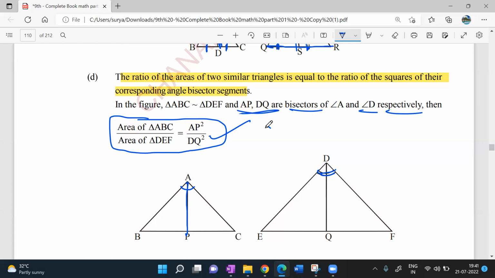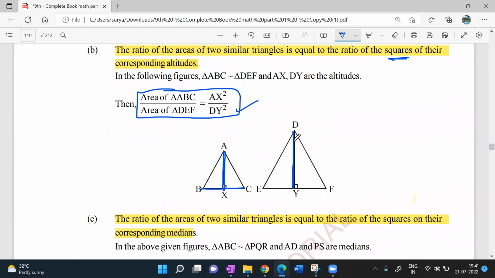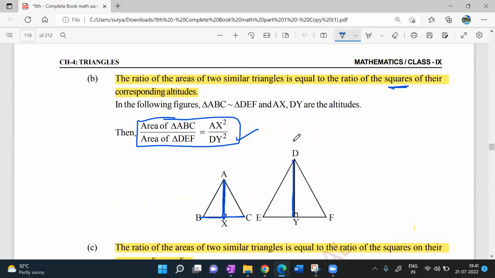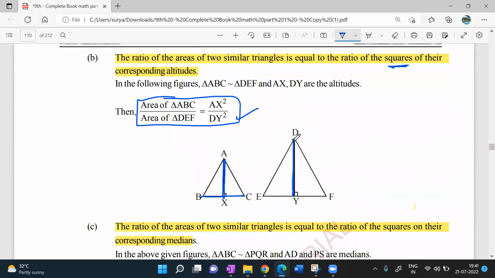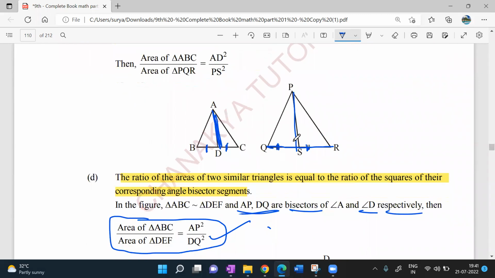But can we say the medians and altitudes are the same in length in an isosceles triangle? It depends on the triangle. Don't worry, we'll solve the questions based on that as well. It will be cleared for you.